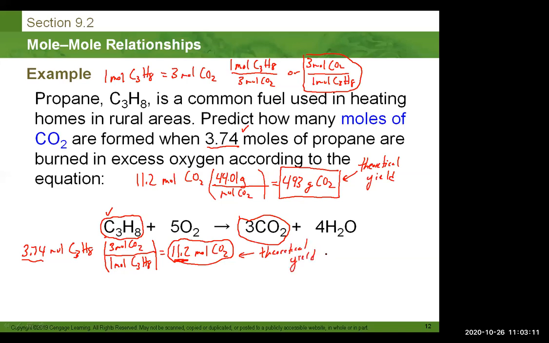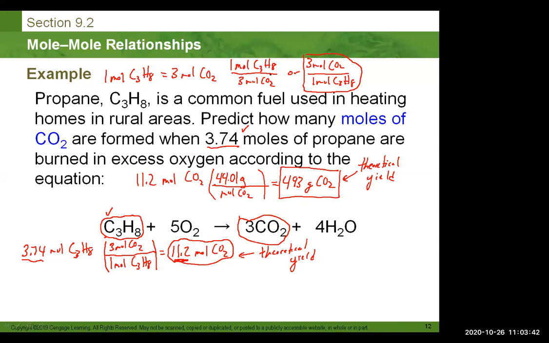Again, what this calculation is basically telling us is if we take this reaction and we toss in there 3.74 moles of our propane, everything went perfect, nothing bad happened, we would expect to produce 11.2 moles of CO2, which again is about 493 grams of CO2. Any question on those steps?